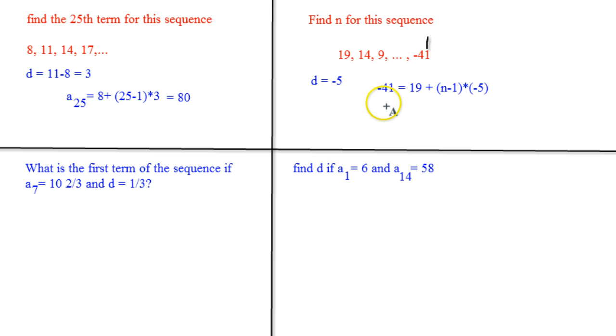All right. So first off, I'm going to minus 19 from both sides and get negative 60 equals n minus 1 times negative 5. I'm going to divide both sides by negative 5 and get 12. 12 equals n minus 1. Okay, and I'm going to add 1 to both sides, and 13 is actually going to be n. So as you can see, it's really easy to do it.